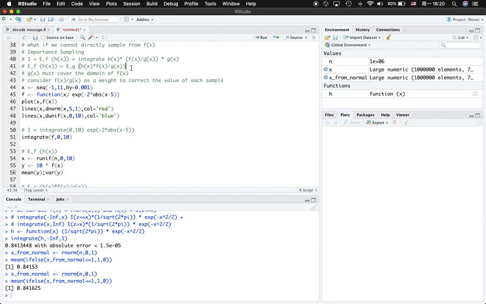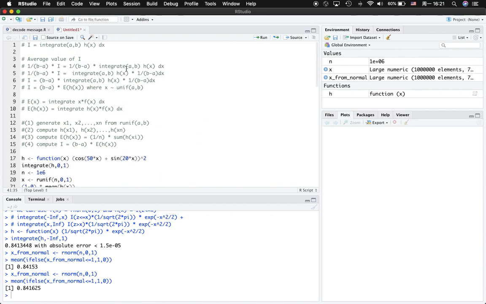So basically we just rewrite this. We are still calculating the expectation of a function of a random variable, but we change the distribution we draw from: instead of drawing from distribution f, we draw the random sample from a distribution g, and then we rewrite the function inside the expectation into something else, and in our case it's h of x multiplied by f of x divided by g of x.